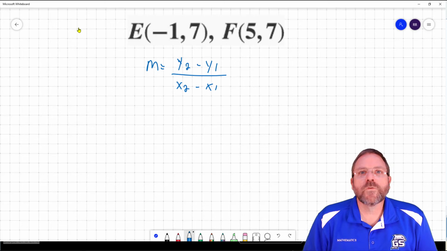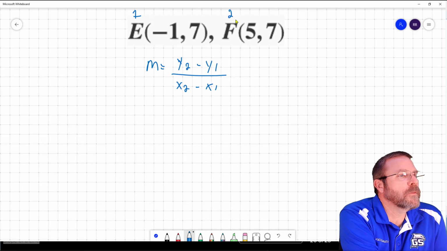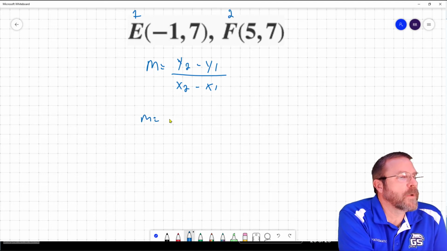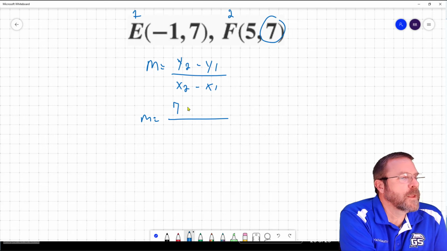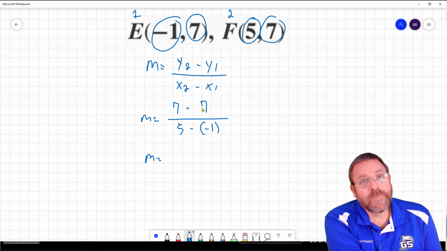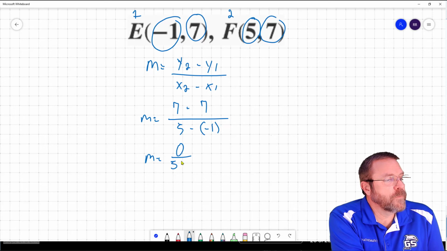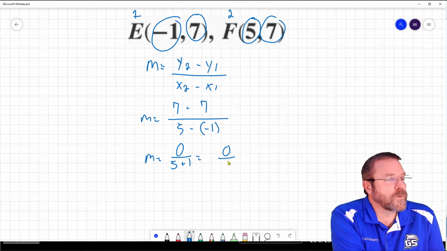Alright, I set up my formula. Slope is equal to y2 minus y1. I'm going to call this point 1 and this point 2. That means that my y2 point is going to be 7 minus my y1, which is also 7. My x2 is going to be 5 minus my x1. That's going to become a negative 1. That gives me an ugly problem. Now the 7 minus 7, that's easy. We're just going to throw down a 0 for that. And on the bottom, I'm going to make that ugly problem pretty. Negative times a negative is a positive. So that's going to give me a final answer of 0 over 6, also known as just 0.